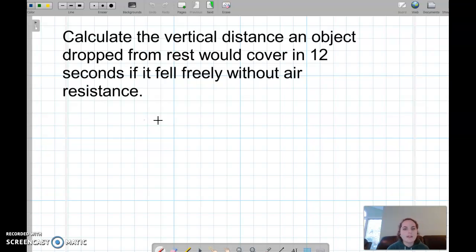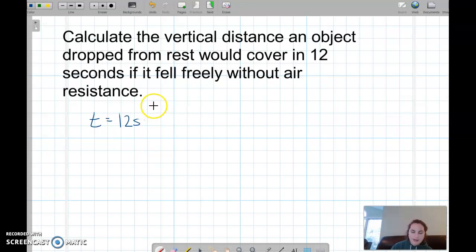Alright, so calculate the vertical distance an object dropped from rest would cover in 12 seconds if it freely fell without air resistance. Whoo boy, starting off with a doozy, am I right? So let's go ahead and start with what we are given. So t is equal to 12 seconds. That's pretty much all that we are given in this problem.